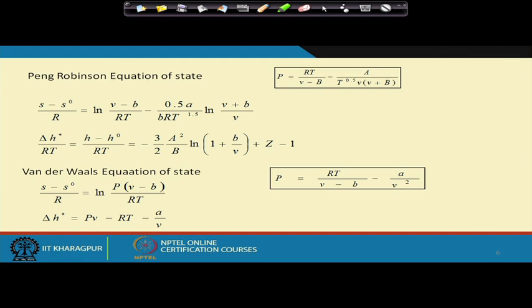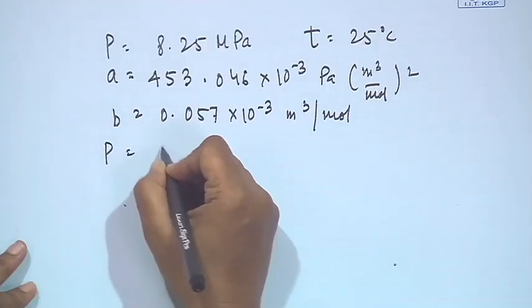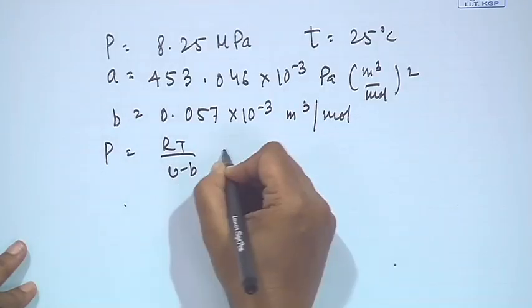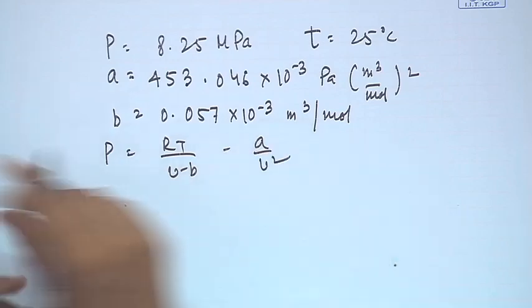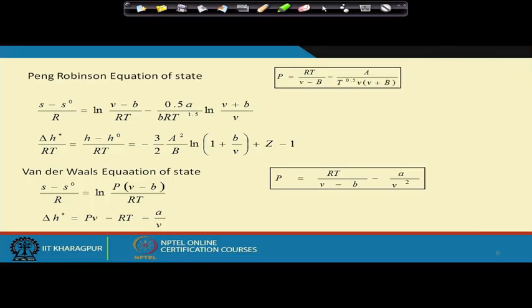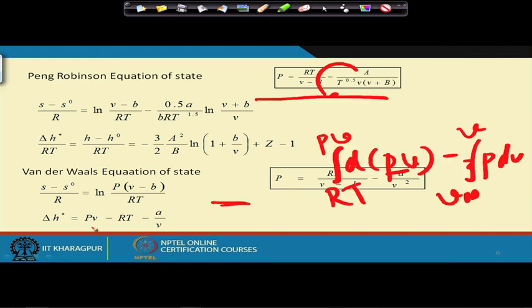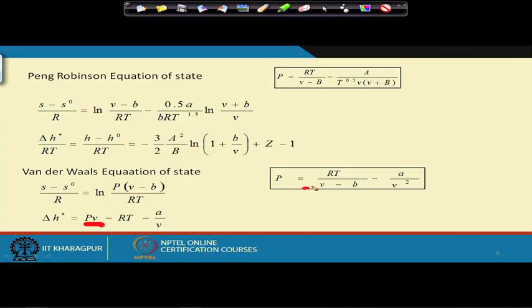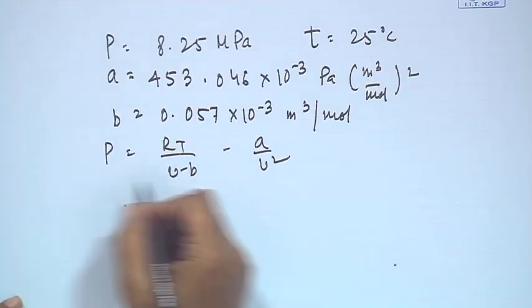And if you wish for slightly more elaboration on the substitution, then I would like to tell you that P is R T by V minus B minus A by V square. Just to tell you how we arrived at this particular equation from this equation. This was your home assignment. I believe that most of you have done it already. In case you have got stuck, I would like to do it once more.